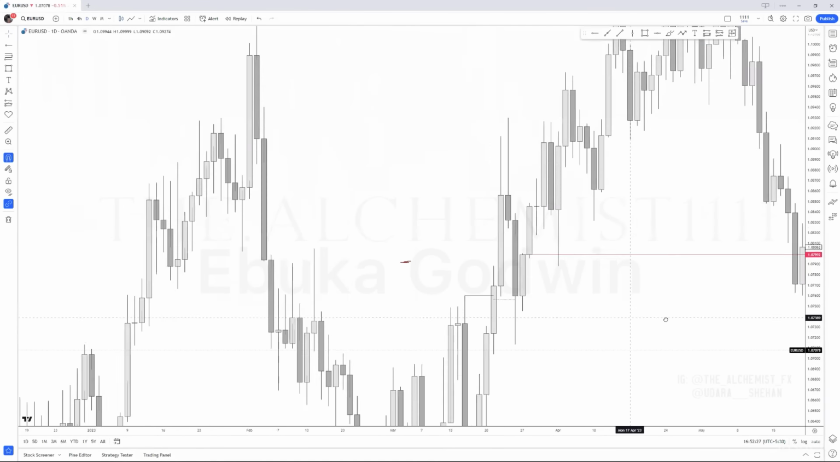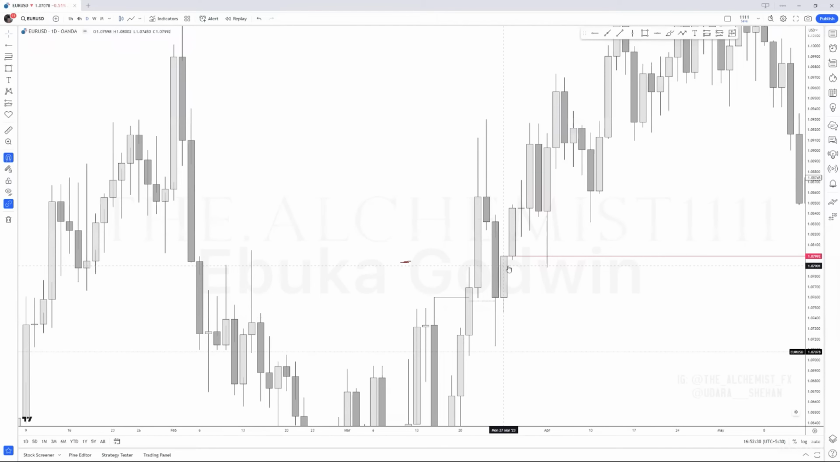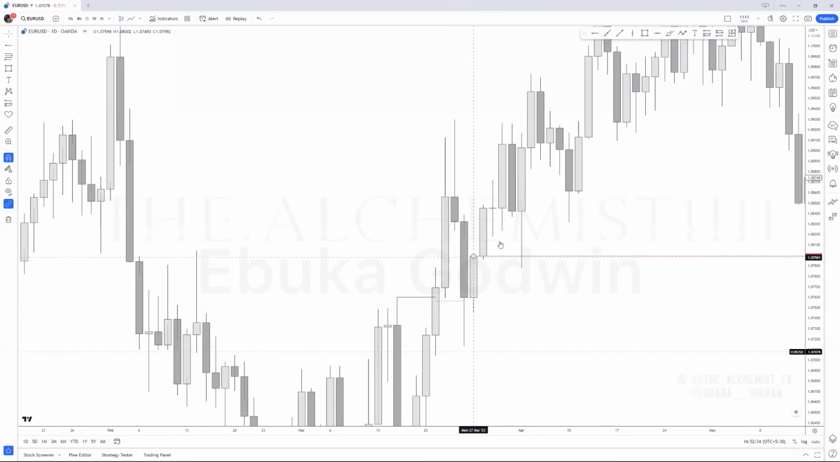So these types of zones are very strong. These are some advanced stuff. We will go deeply into this because why? Can you see that this level was once used as a support?